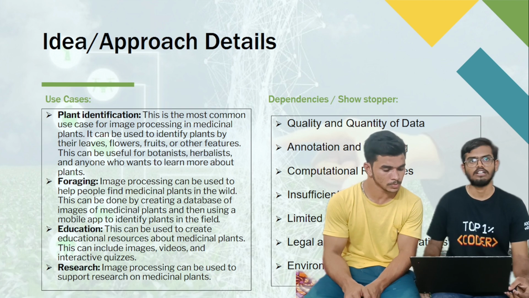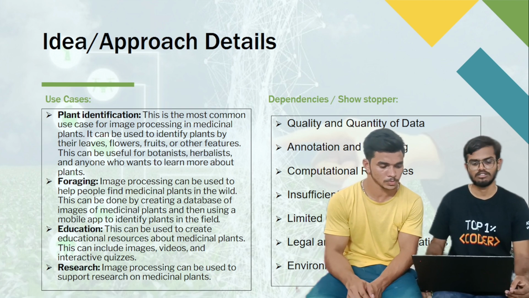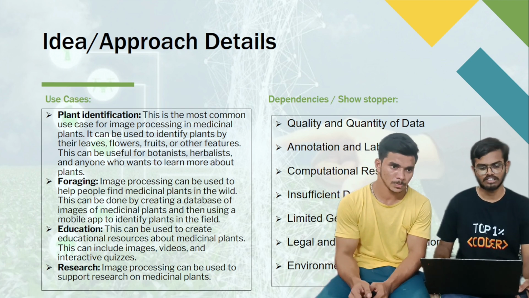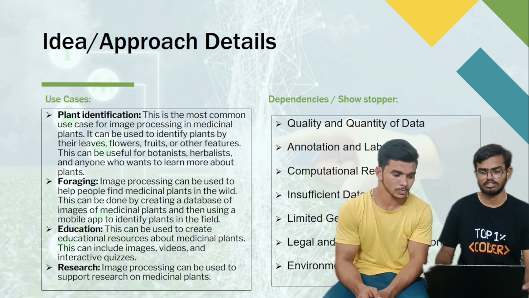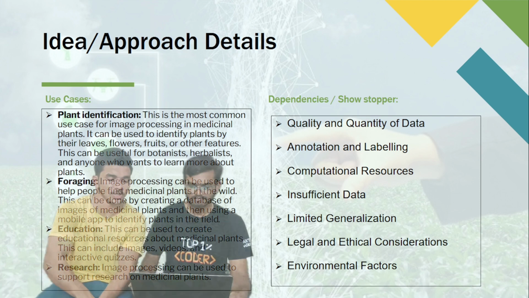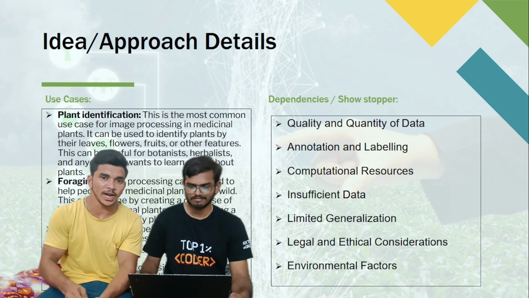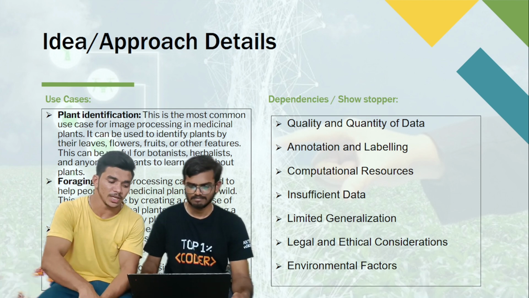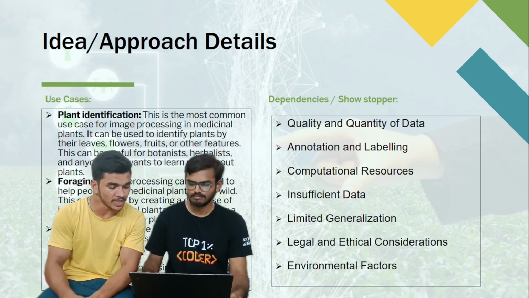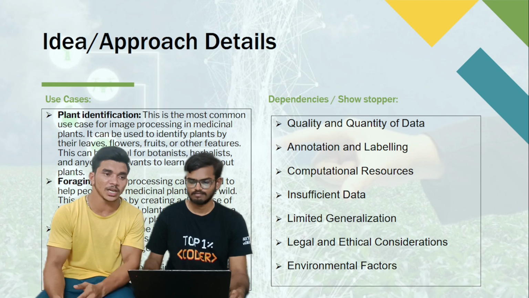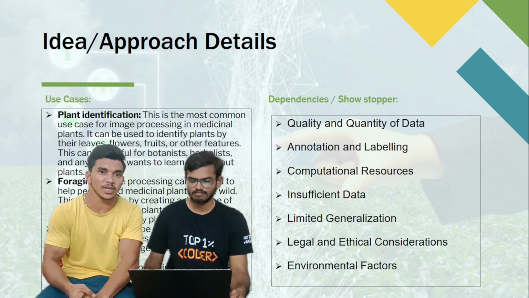Actually this model achieves 97% accuracy, and we are working on the remaining 3%. The dependencies and showstoppers here are the quality and quantity of data, annotation and labeling, computational resources, insufficient data, limited generalization, legal and ethical considerations, and environmental factors.